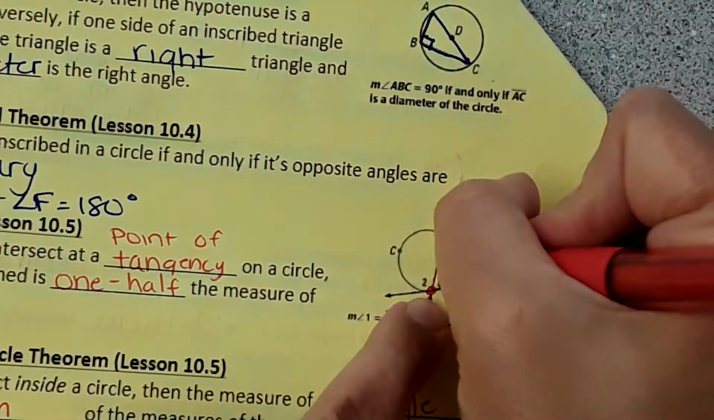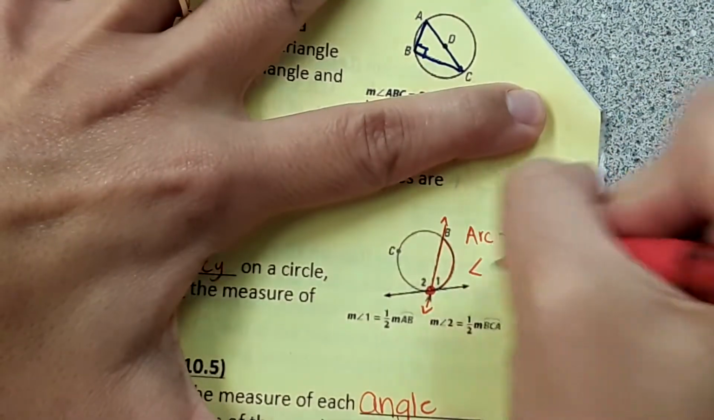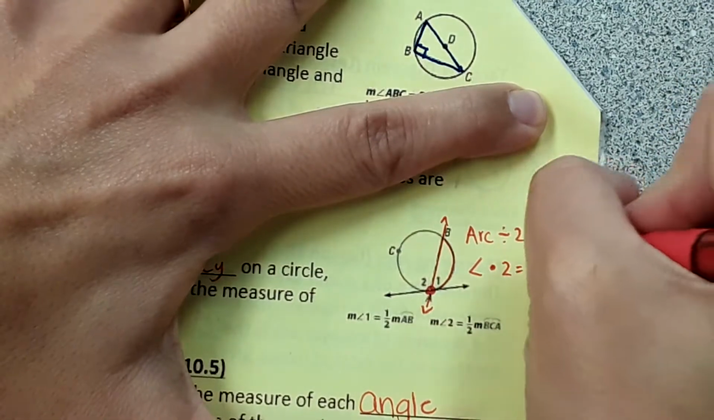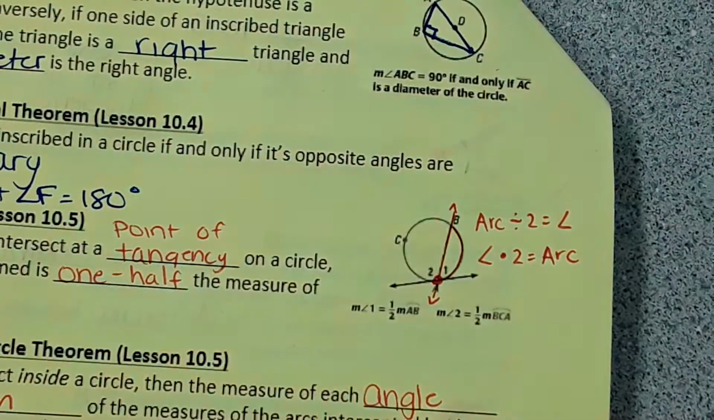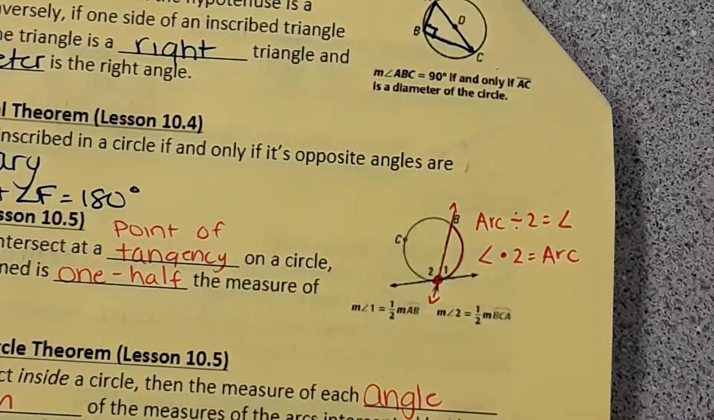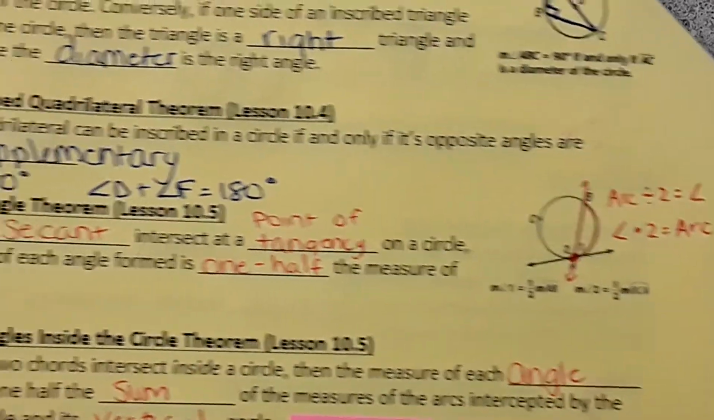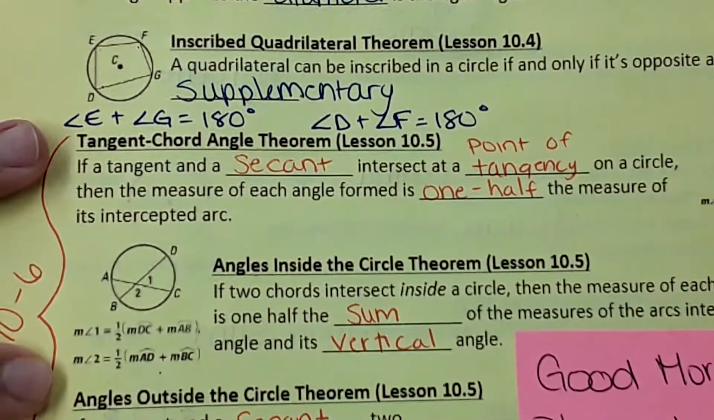Or you could take the angle measure and multiply by 2 to get the arc. So angle times 2 equals the arc measure in degrees. Okay, and the next concept, I'm just moving my paper over here.